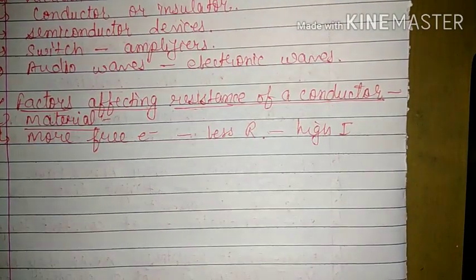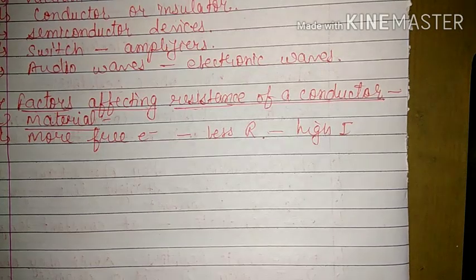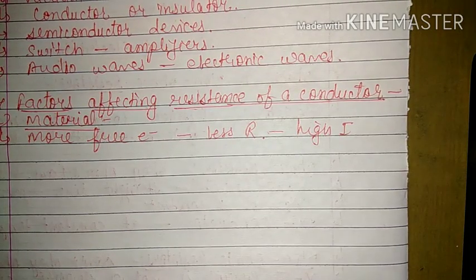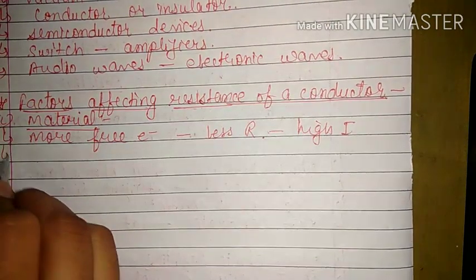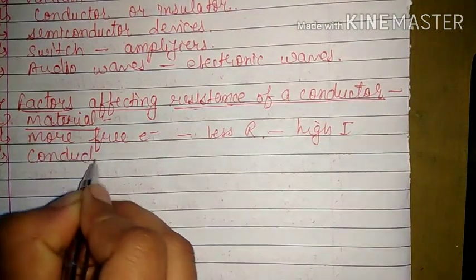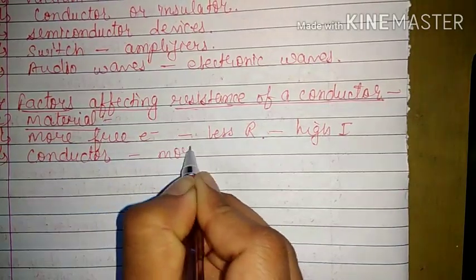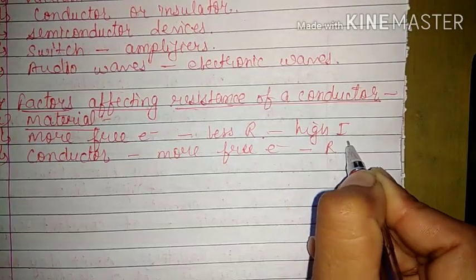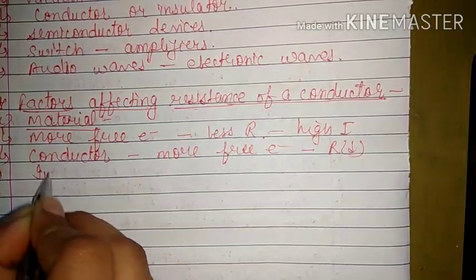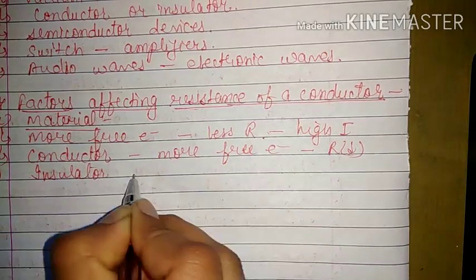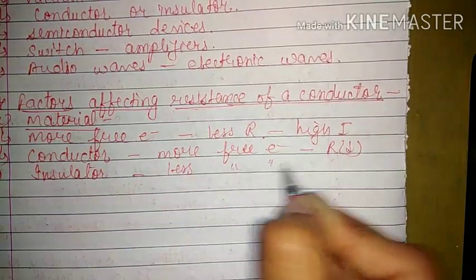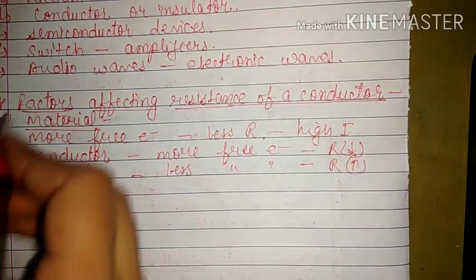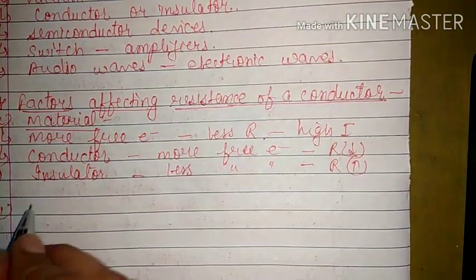That's why, first of all, it depends upon material. Different materials will have different amounts of resistance. We know that conductors have more free electrons, so less resistance. And in the case of insulators, they have fewer free electrons, so their resistance will be high. Next dependence is length of the conductor.